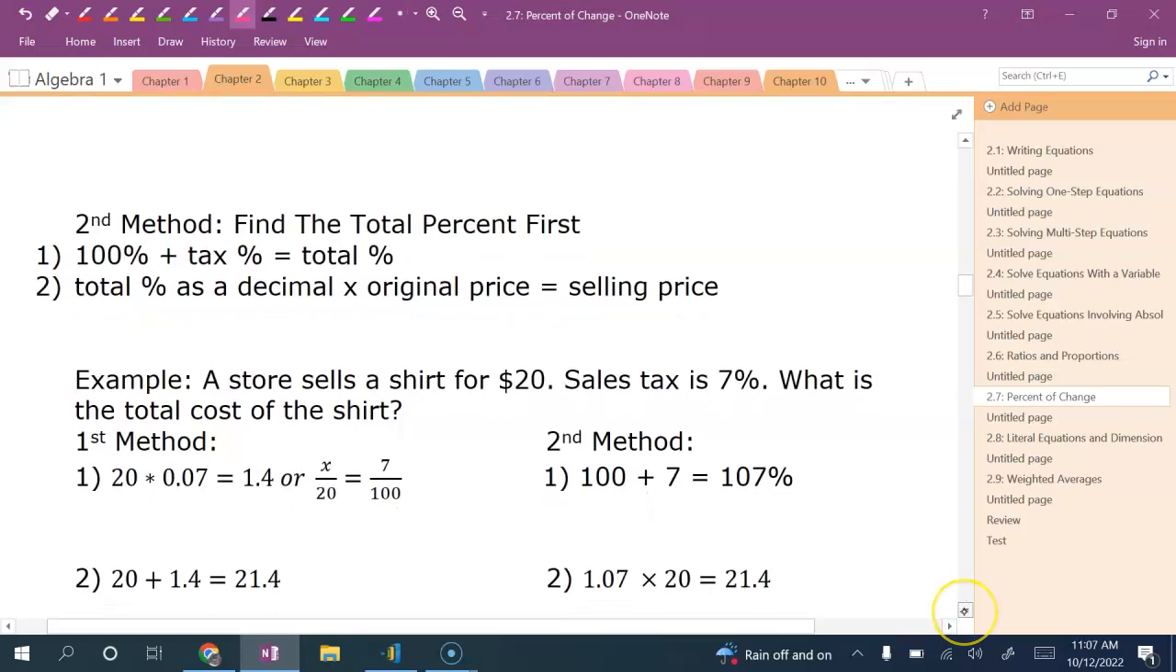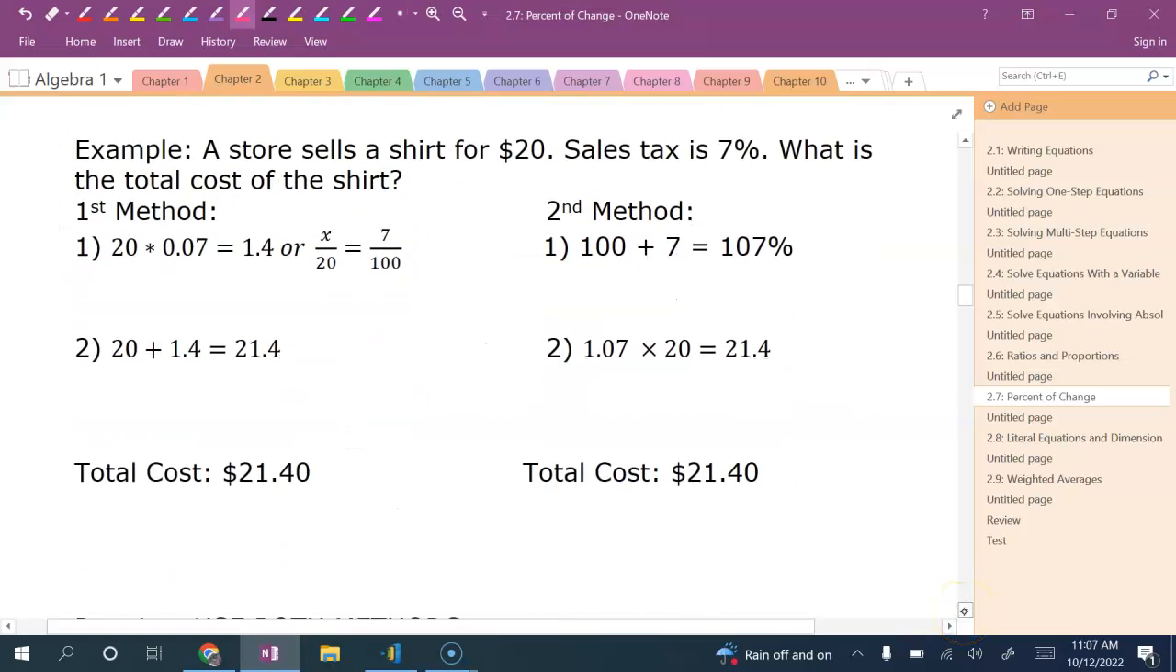So, for example, a store sells a shirt for $20. Sales tax is 7%. What is the total cost of the shirt? First thing I would do is take a look at that 7%. Make sure that you convert that to a decimal, so it's 0.07. Divide it by 100. And I've got the two methods shown here. I've got the first method on the left and the second method on the right.